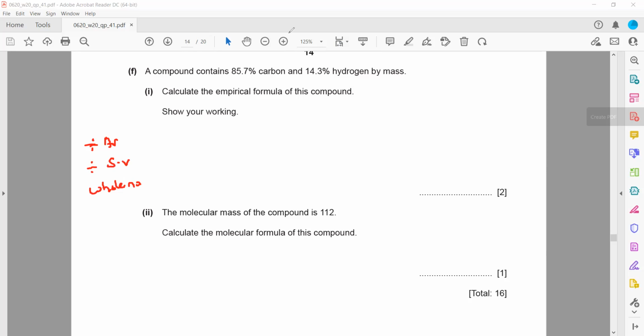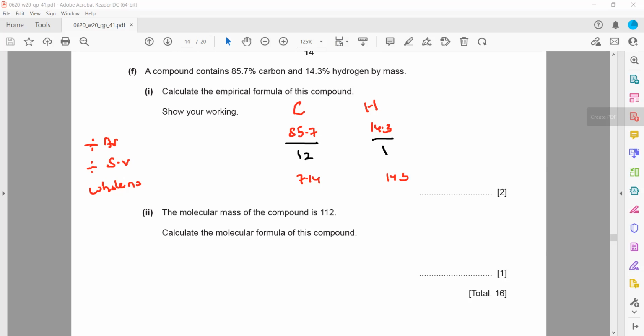So we have the percentages. The carbon is there, the hydrogen is there. In the question, the carbon is given as 85.7 and hydrogen is 14.3. Step 1, divide by atomic mass. So we'll divide this by 12 and we'll divide this by 1. So 85.7 divided by 12 will give 7.14, and this will be 14.3.